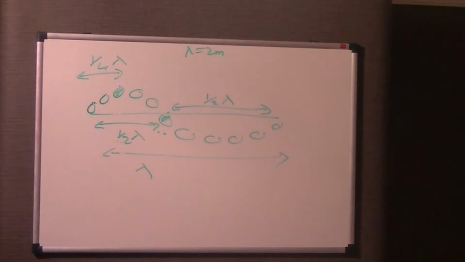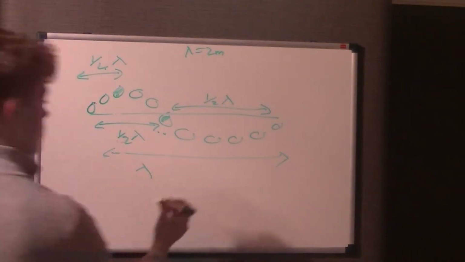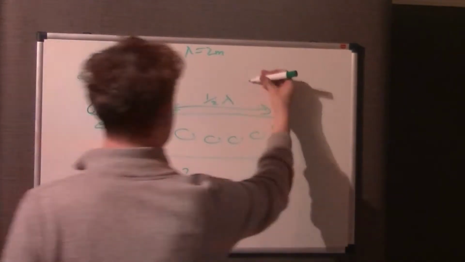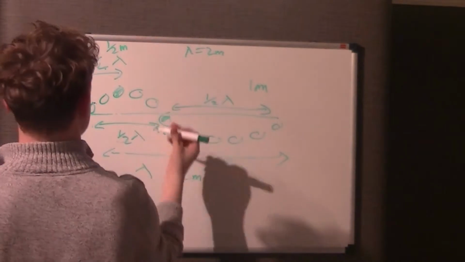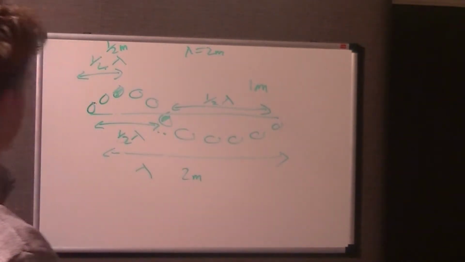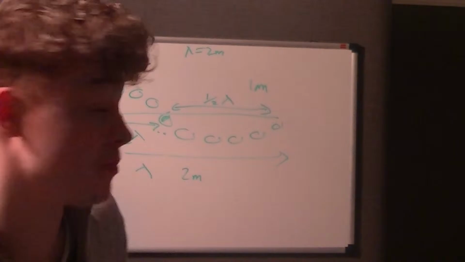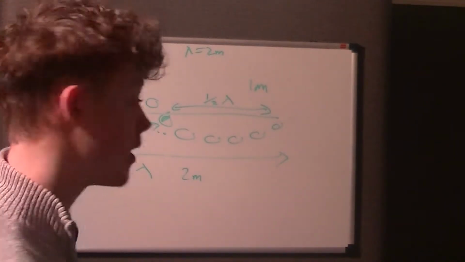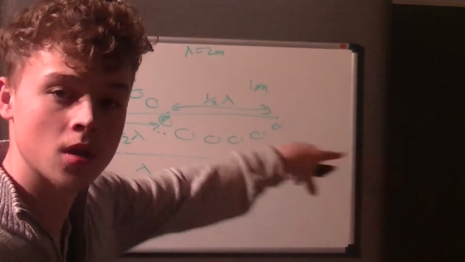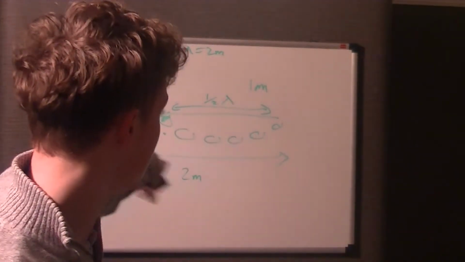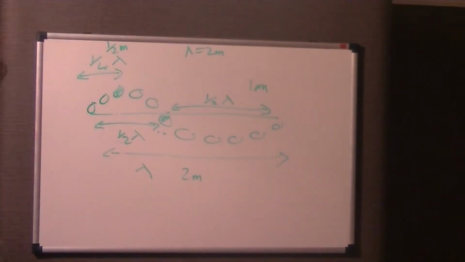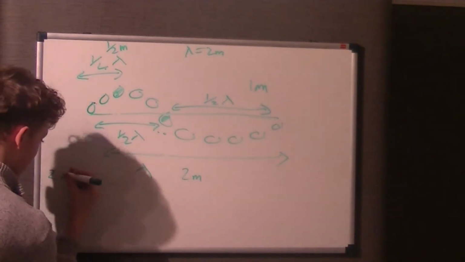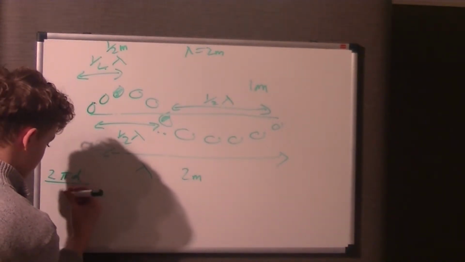I don't know if you can see that very well, but hopefully you can. Lambda equals 2 meters, so 2 meters, 1 meter, half a meter, just putting this in comparison. So a quarter of a lambda is half a meter. This is the first overtone, by the way, because it's got two halves to make one wavelength. As we said before, the phase difference is 2 pi d over lambda.